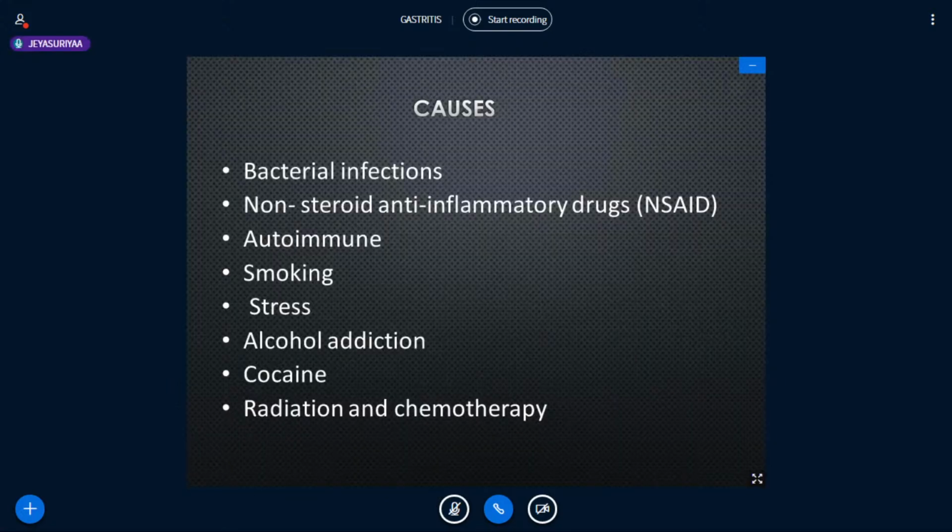Now, what could be the causes of this gastritis? In acute gastritis, what could be seen clinically? Not symptoms, what could be seen? There can be vomiting, nausea, bleeding, and pain in the epigastric region. Epigastric, in the sense, the uppermost region of the abdomen.